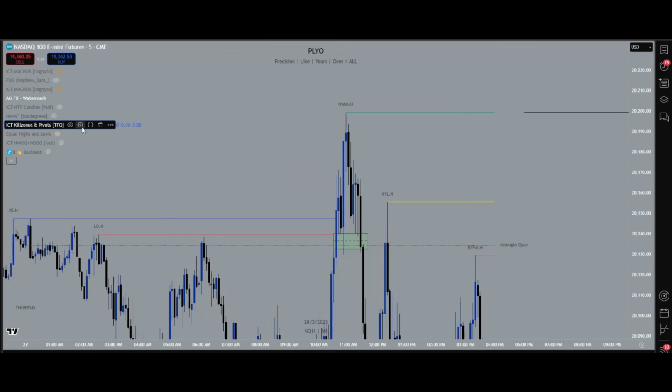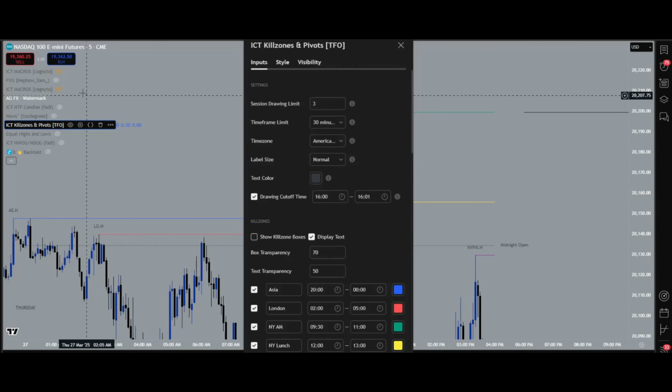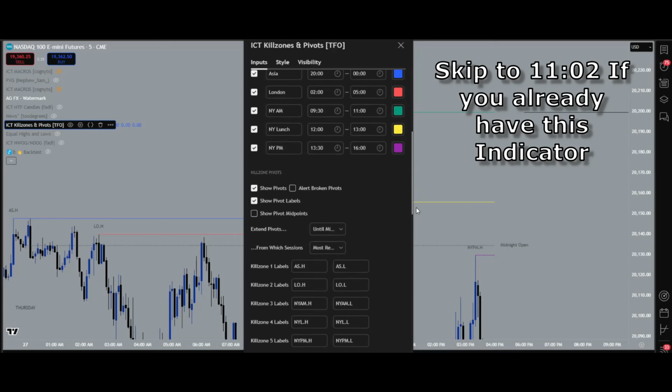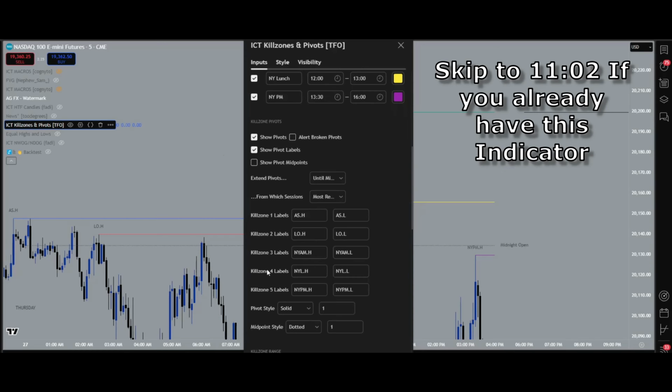Now, when you click on it, yours is going to look a lot different than mine. So I'm going to give you guys the settings right now. Take your time and screenshot this. I'm going to scroll down in a minute. So it ends right here at the NY lunch. Scrolling down to the next half of it, from the start of NY lunch. This is the second half.